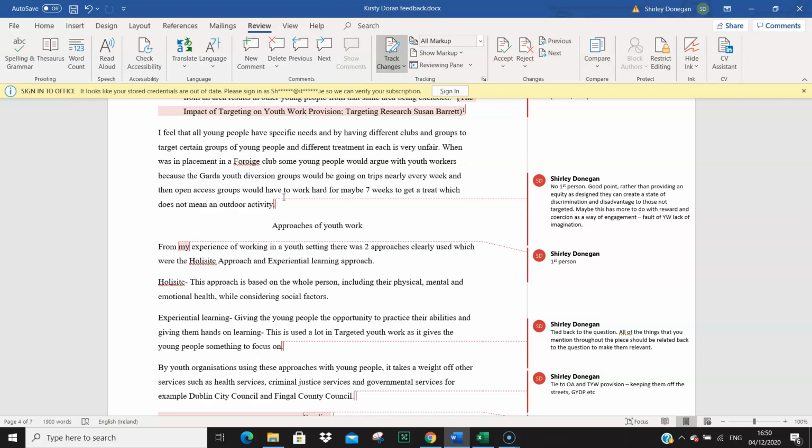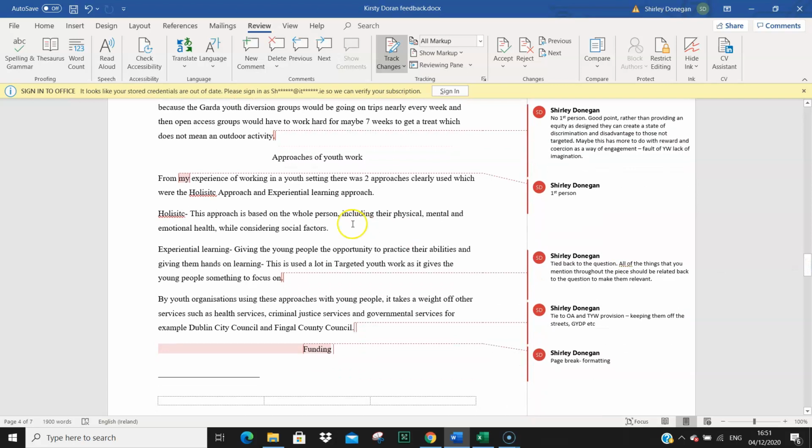And it could be something to do with the fact that there is a reward and coercion kind of aspect to it in order to get young people to engage. Oh, come along, you'll get a pizza, or there'll be a trip at the end of it if we do what we're supposed to do. But is that the fault of targeted youth work provision, or is it how it's being applied by youth workers, and maybe youth workers' lack of imagination around how to run programs without the use of rewards and coercion? Again, just your first person.